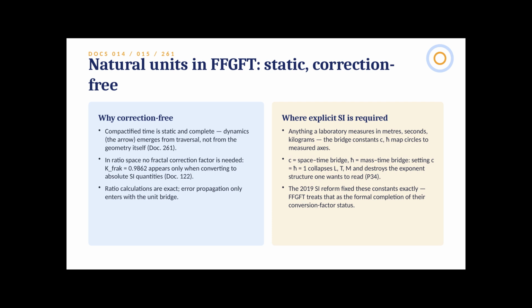Where you genuinely need the bridge constants c and h bar is when a lab measures meters, seconds, and kilograms. Fun fact: the 2019 reform of the SI system fixed c, h bar, and kB to exact values. The theory reads that as the establishment quietly confirming these things really are just conversion factors.